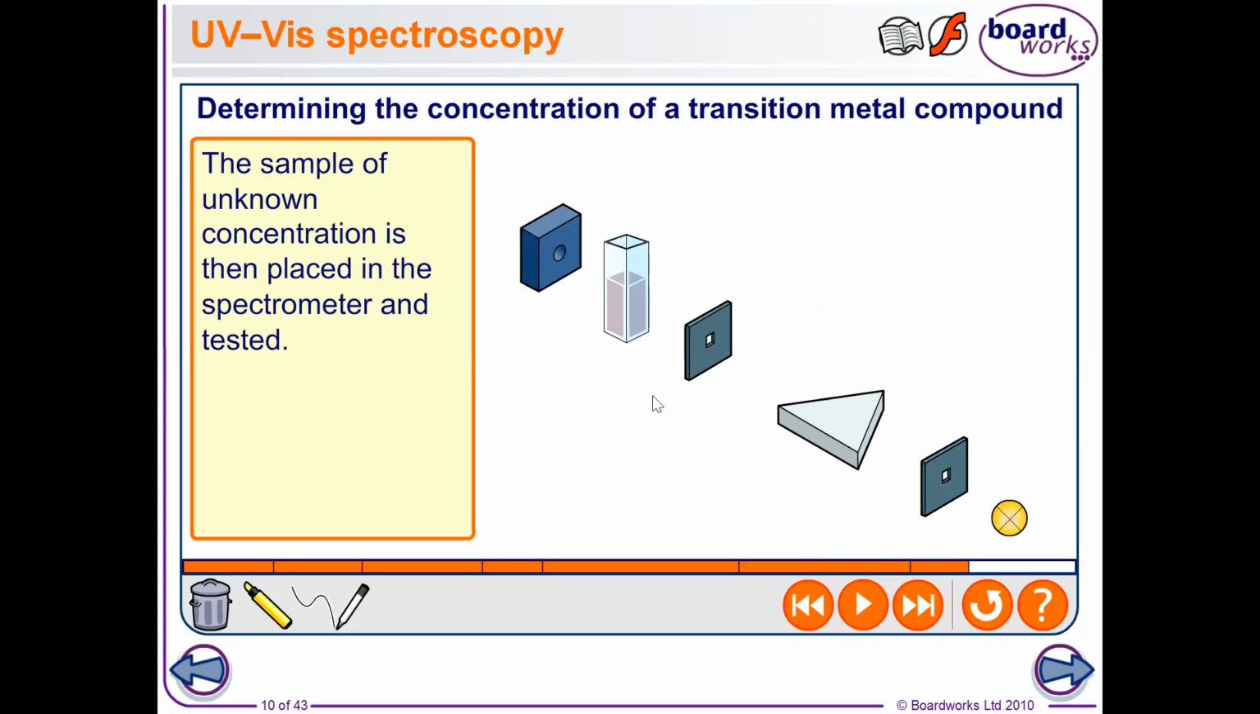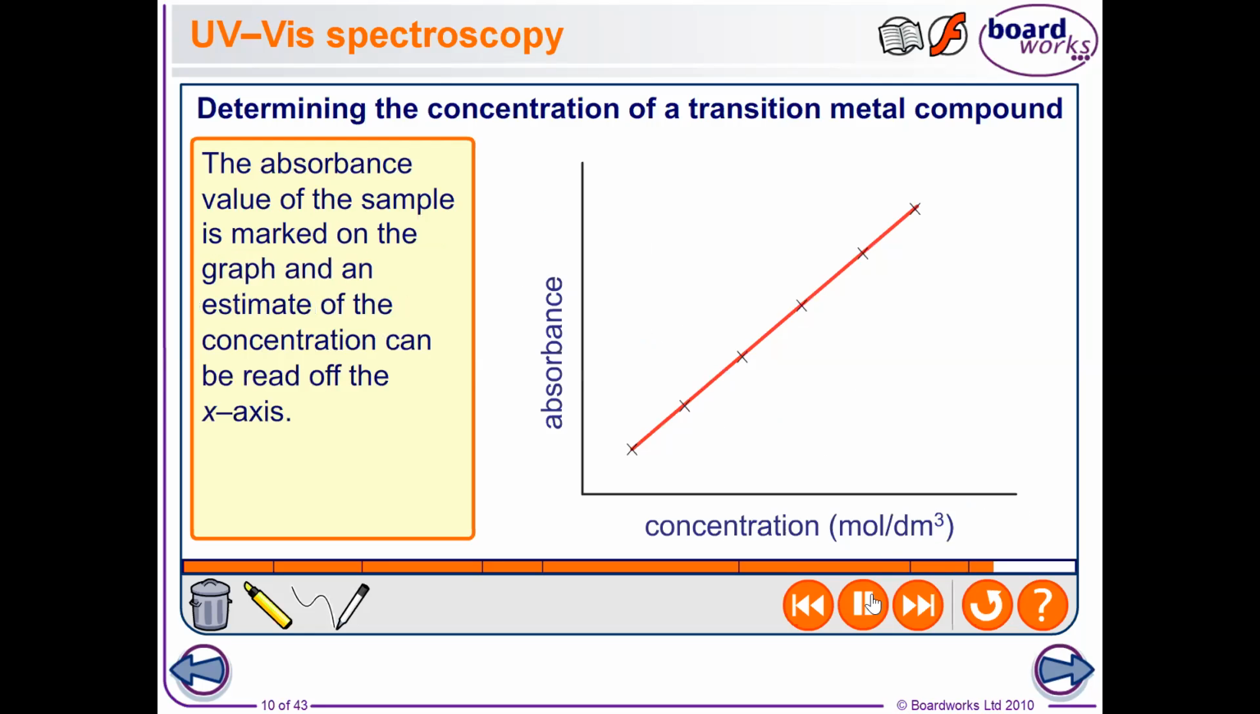Whatever its absorbance value is, let's say the absorbance value is somewhere here. You have to mark it on the graph, and then an estimate of the concentration can be read off at the x-axis. Before, I remember we used to do this manually, especially during the calibration time. We had to graph it manually.